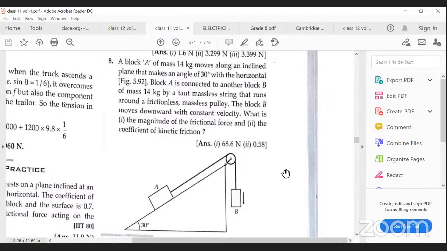Block A of mass 14 kg moves along an inclined plane that makes an angle of 30 degrees with the horizontal. Block A is connected to another block B of mass 14 kg by a taut massless string that runs around a frictionless massless pulley. Block B moves downward with a constant velocity. What is the magnitude of the friction force and the coefficient of kinetic friction? We need to find the kinetic friction force and the coefficient of kinetic friction, mu k. Try it.